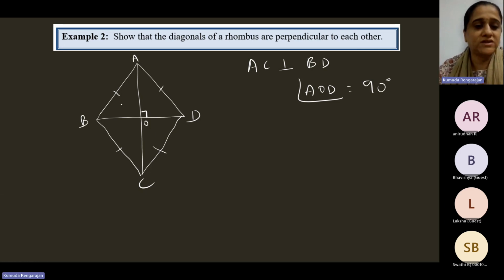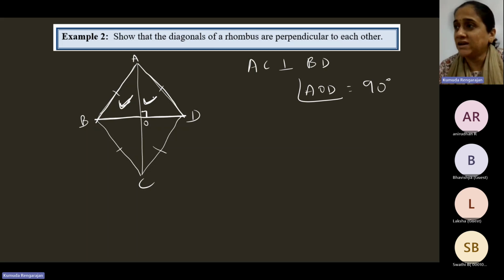So we take these two. All right, so in these two triangles, AB of this triangle is equal to AD of this triangle because in a rhombus all sides are equal. Then OB of this triangle is equal to OD of this triangle. What did we understand? We can use all the properties except what we have to prove.